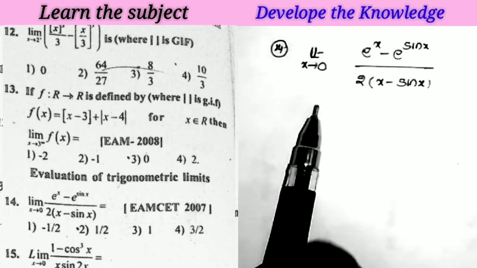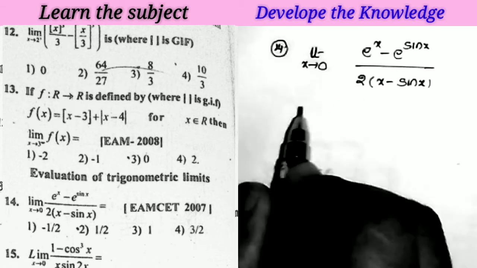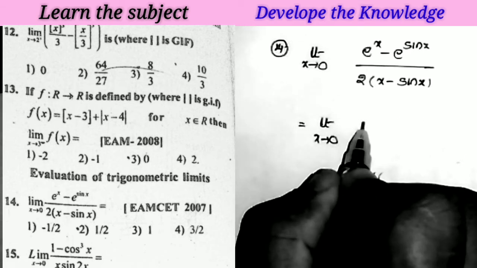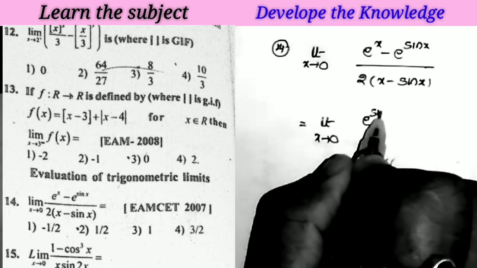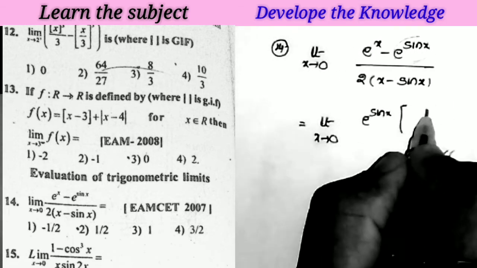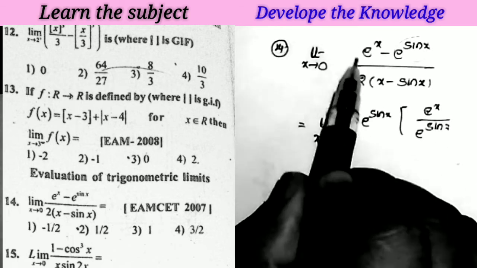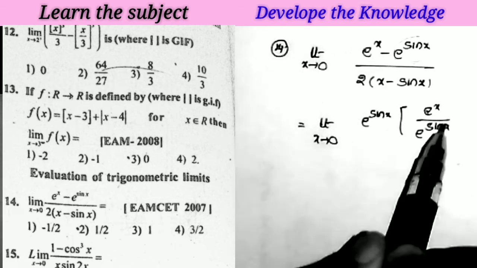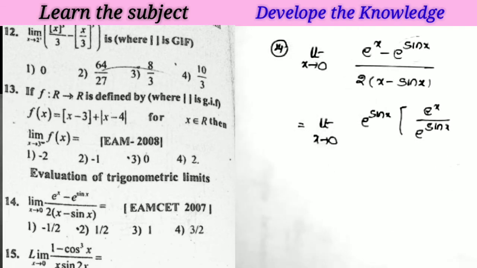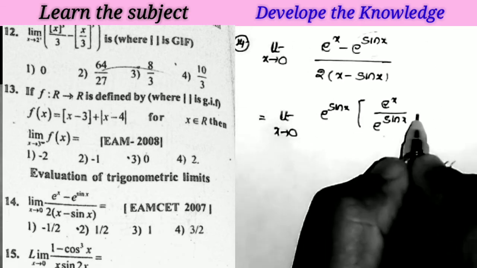Next question. Limit x tends to 0 of (e power x minus e power sin x) by (2 into (x minus sin x)). Very easy question, single step answer. We just apply the formula. First I take e power sin x common from the numerator. What is the first value? E power x by e power sin x. There is no e power sin x in the first term to take common, so we divide by e power sin x. So taking e power sin x common from the numerator, we get e power x by e power sin x minus 1.